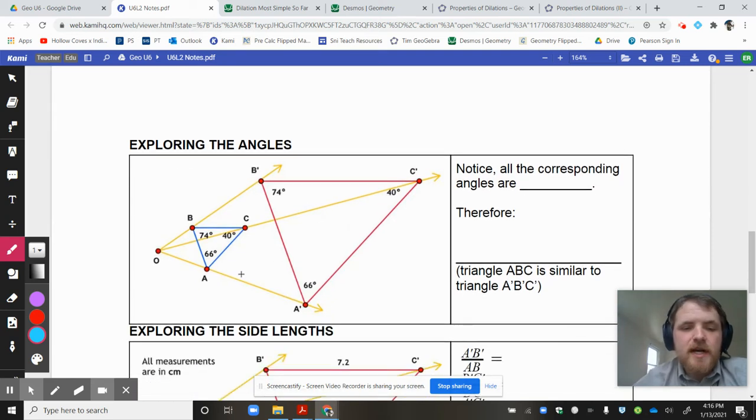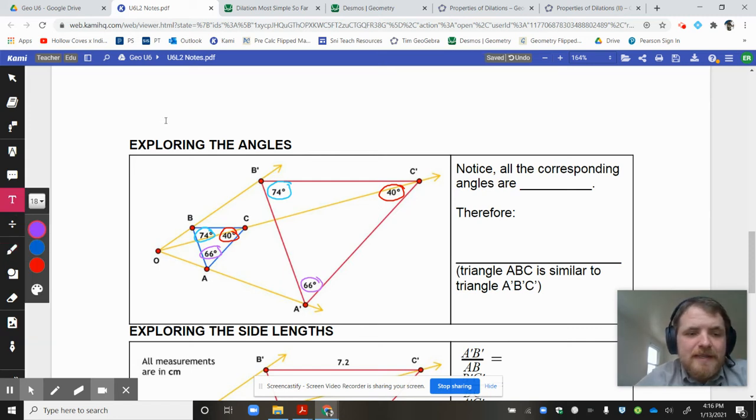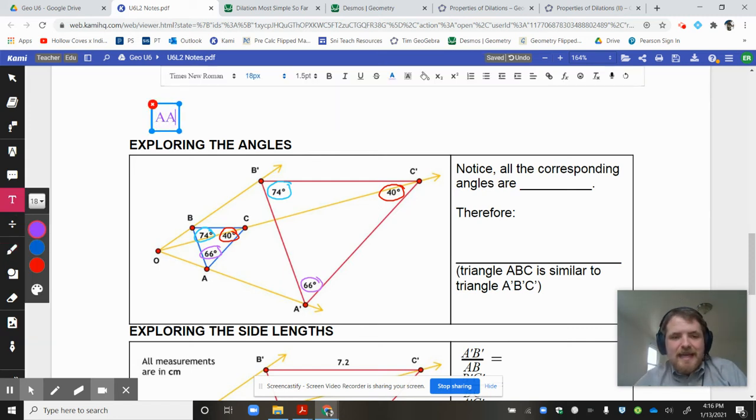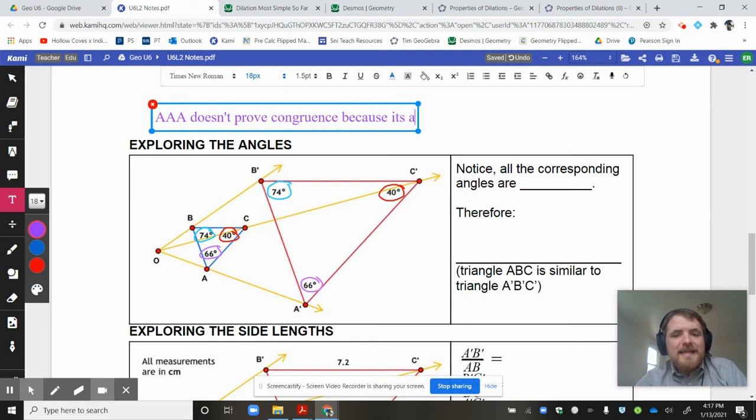Looking at the angles of dilated shapes, notice I've got a 74 here and a 74 here, a 40 there and a 40 there, and a 66 here and a 66 here. If we remember from earlier in the year, all the way back from Unit 4, we said AAA doesn't prove congruence, because what do you know? It's a dilation.